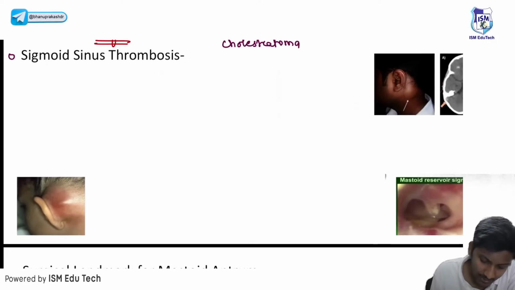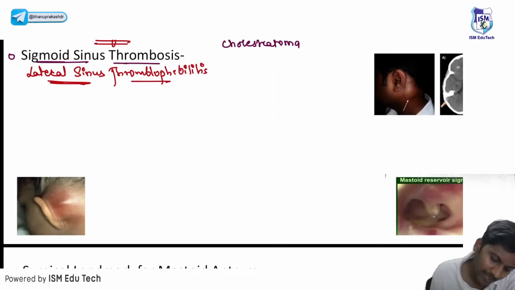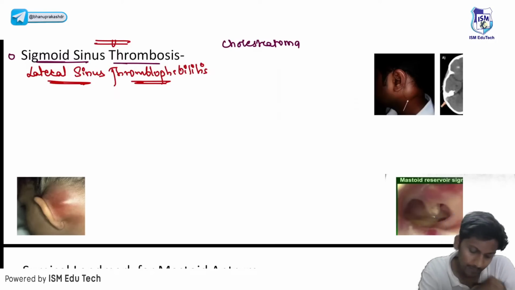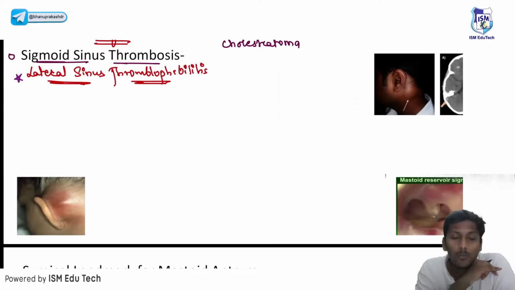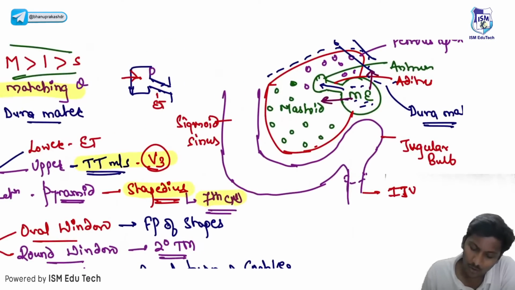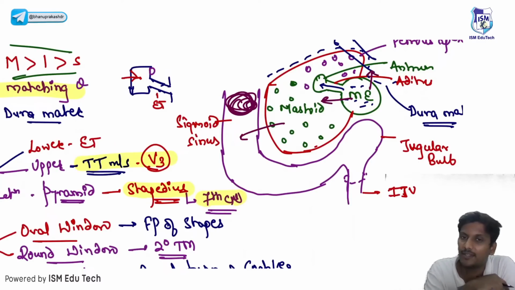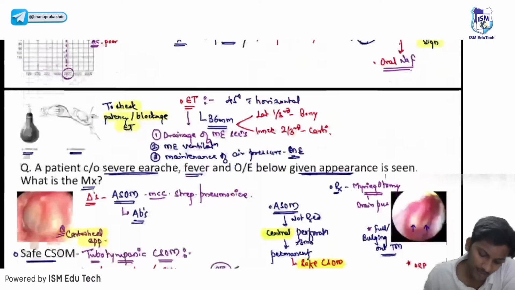If I talk about sigmoid sinus thrombosis, guys, it is also known as lateral sinus thrombophlebitis. What did I tell you? Thrombophlebitis is actually inflammation of the vein. Please remember that the sigmoid sinus is the main vein of your cranial cavity, the main vein of your brain. So sigmoid sinus thrombosis or lateral sinus thrombophlebitis is nothing but the infection of the sigmoid sinus. Along with that, there is also blockage in the sigmoid sinus. There is thrombosis in the sigmoid sinus also, because the infection from the mastoid spreads posteriorly to the sigmoid sinus, and that will cause sigmoid sinus thrombosis in the patient.